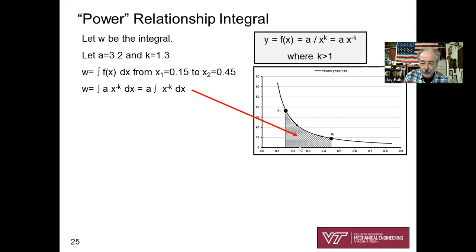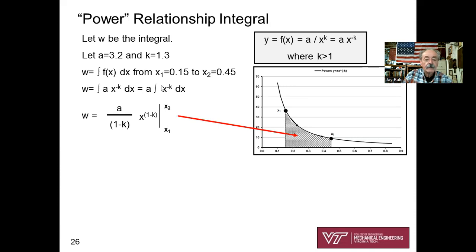Here's the setup. Here's our visualization of the integral. We're going to go through the steps to integrate. First step, I pulled a out of the integral because it's a constant. Now I've got x to the minus k dx. How will I integrate that? I've got to add 1 to minus k and put that in the exponent. I've also got to divide by minus k plus 1, or 1 minus k.